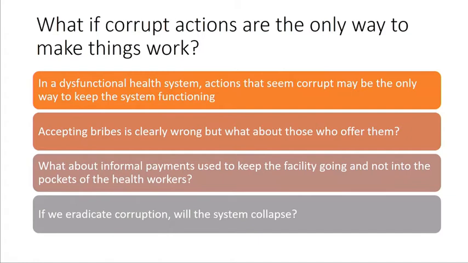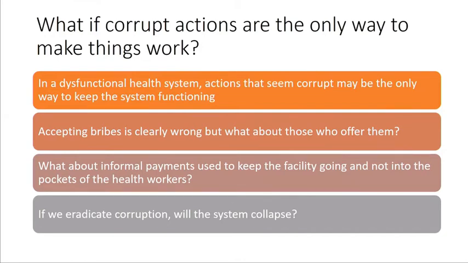We obviously know that accepting bribes is wrong. That's fairly clear. But what about people who offer them? Often they're in a weak and vulnerable position, but they're complicit in corruption. What do we think about the actions that they take? What do we do in a situation where there are informal payments that are being used to keep a facility open and operating, but they're not going into the pockets of the health workers?